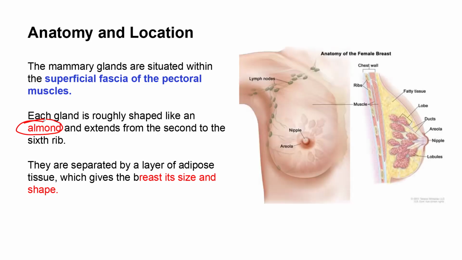Let's look at the anatomy of the female breast. We have the areola, the nipple, and the lymph nodes. Further, we have fatty tissue in the breast, lobes, ducts, the areola, the nipple, and, as we can see, the lobules. The lobules as well as the layer of adipose tissue are responsible for giving the breast its size and shape.